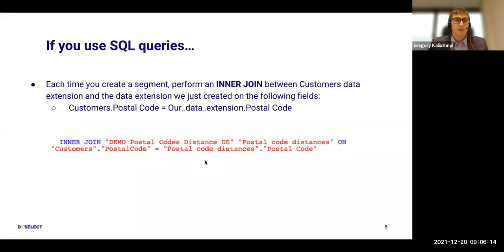If you are using SQL queries, then each time you create a segment, you would need to write the following line or two lines, where you need to write inner join between customers data extension and the data extension we just created. So that would be customers.postal code equals your data extension dot postal code. And it can look like that. So again, it should join based on the postal code fields in both data extensions.